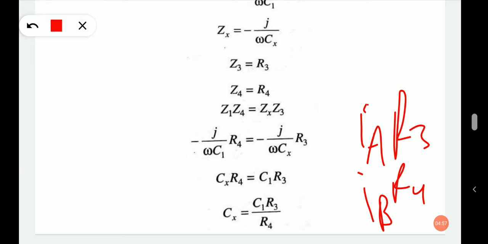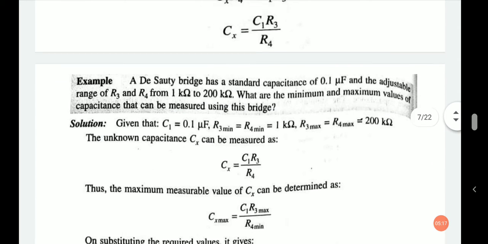It is impossible to achieve the balance condition in such a case. Hence, it may be concluded that a De Sauty bridge should be employed only to determine high resistance dielectric capacitors. Now we will see one numerical.